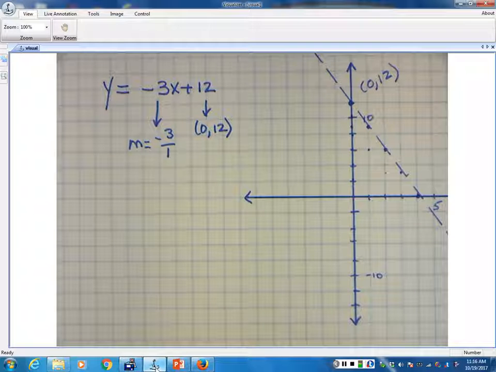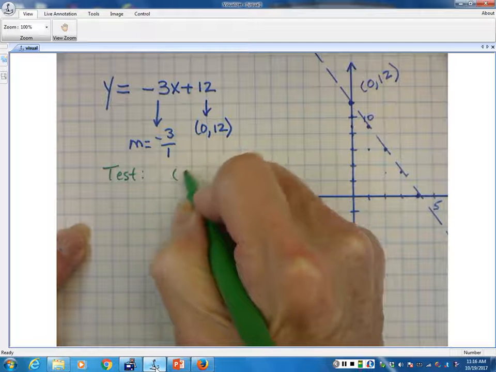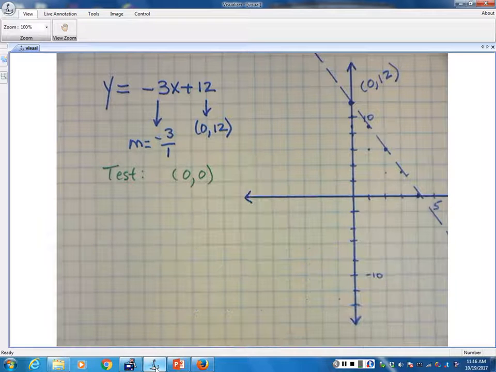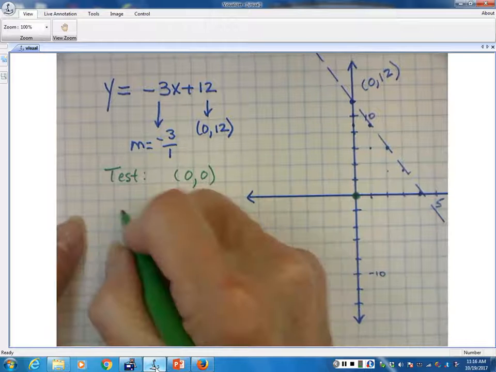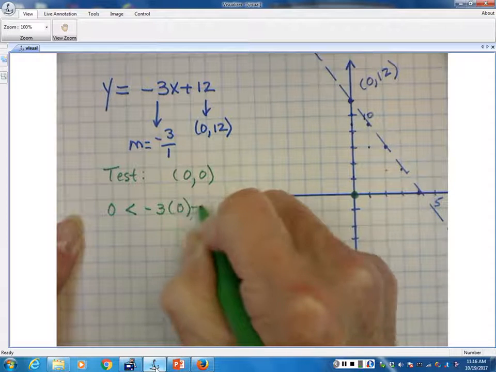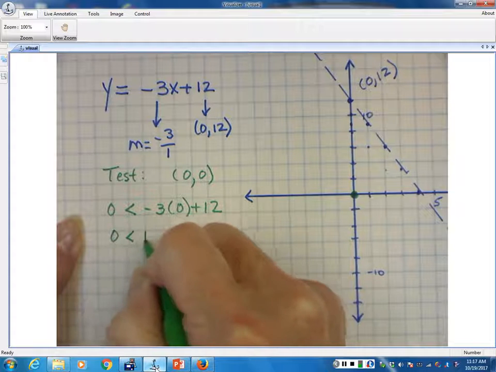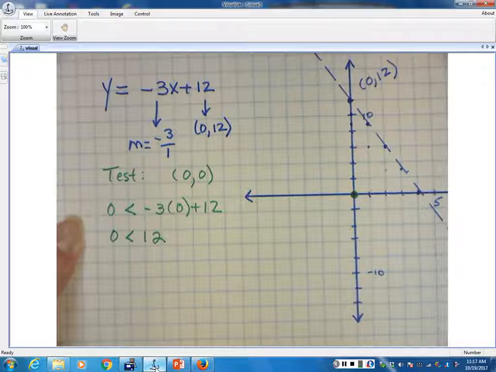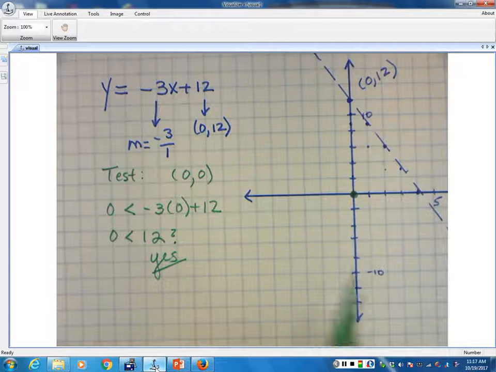Then I need to choose my test point. And your favorite test point is 0, 0. Okay. So we'll test 0, 0. 0 is less than -3 times 0 plus 12. Is 0 less than 12? Yes. So I'm going to shade on the side that has 0, 0.